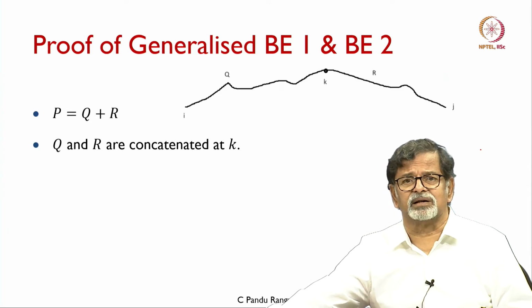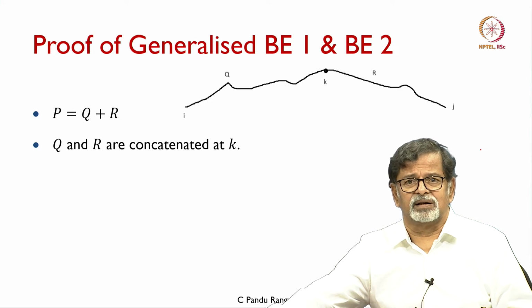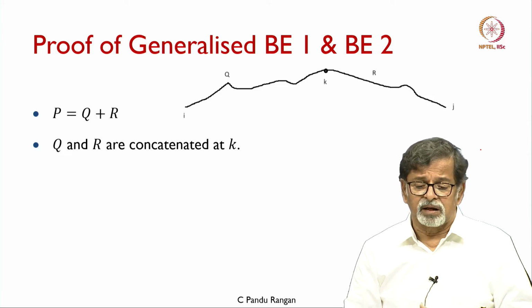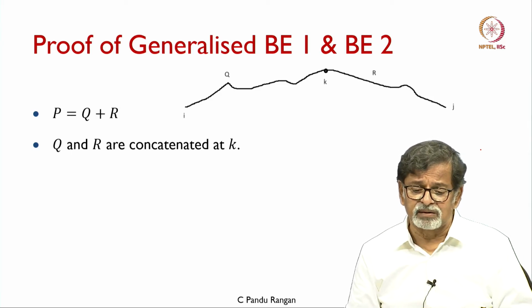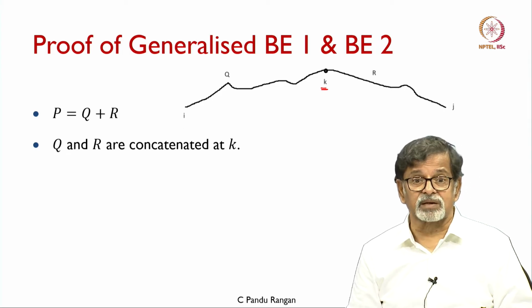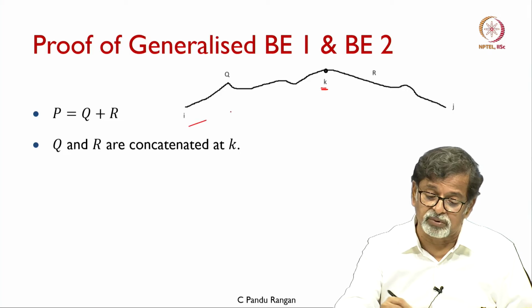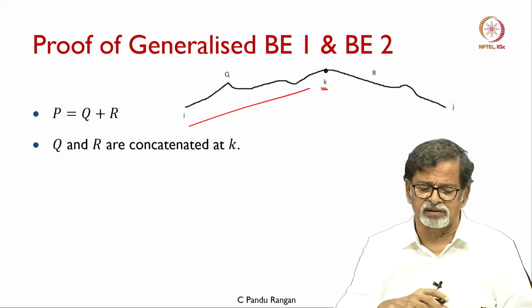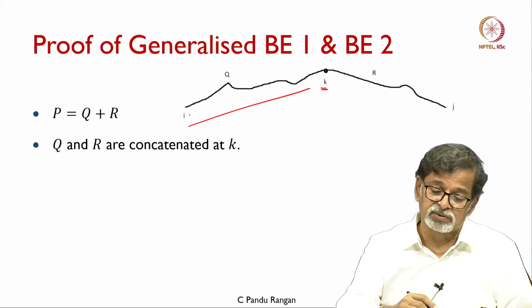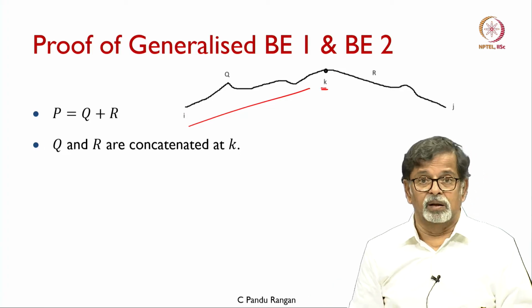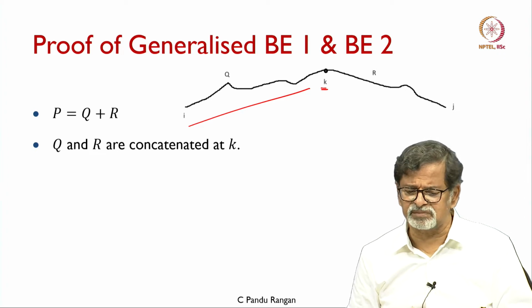So this is what the picture looks like, combining Q and R. The first claim is that if K is an intermediate vertex, then the portion from I to K will be the shortest one. Suppose this is not the shortest, the part of Q, the part of the P, namely Q from I to K, that is not the shortest.